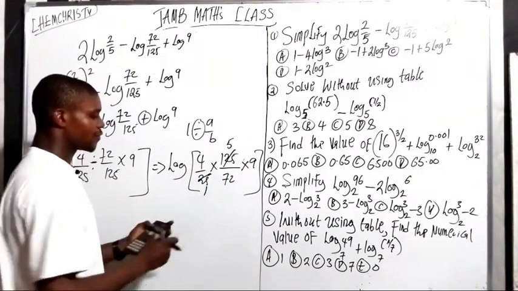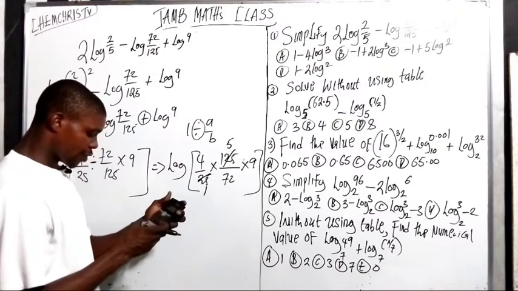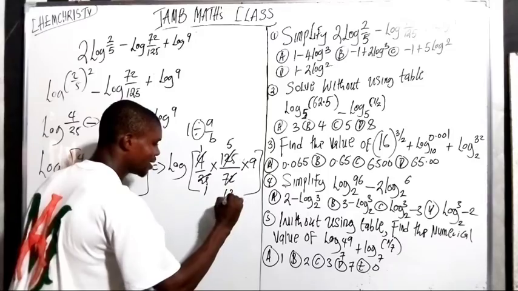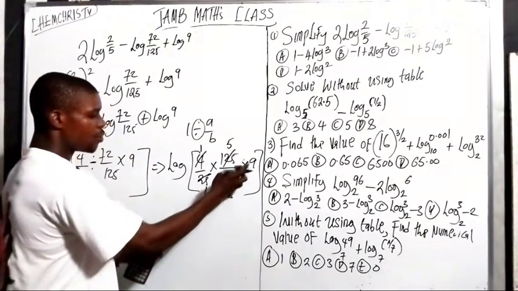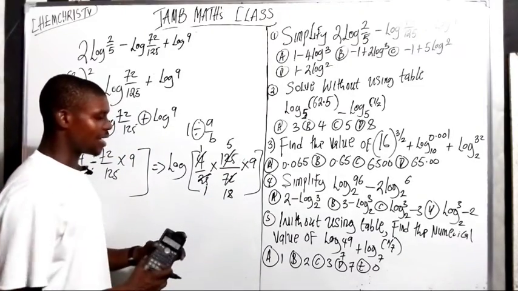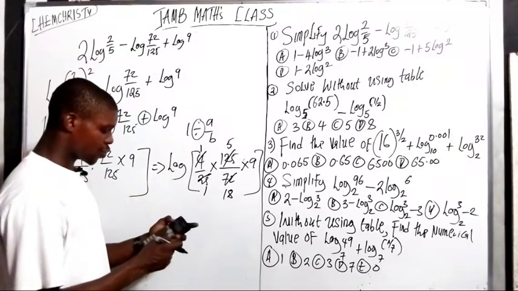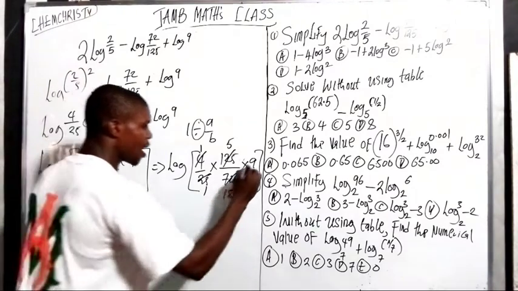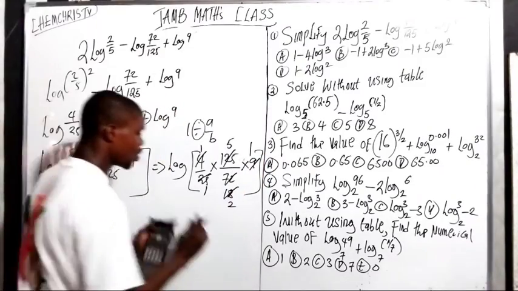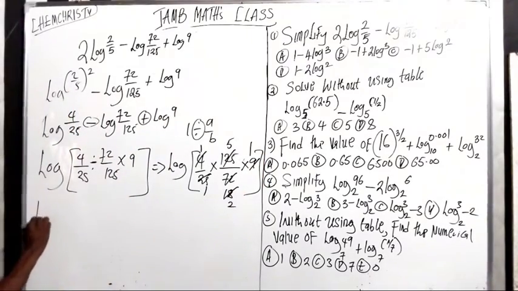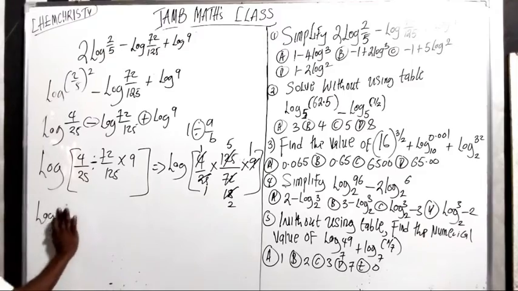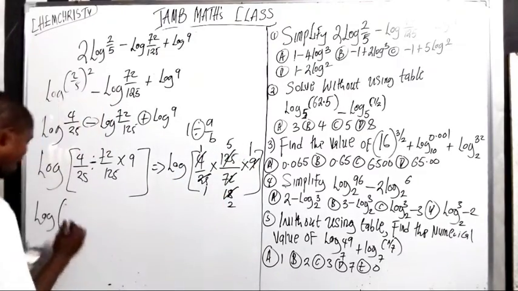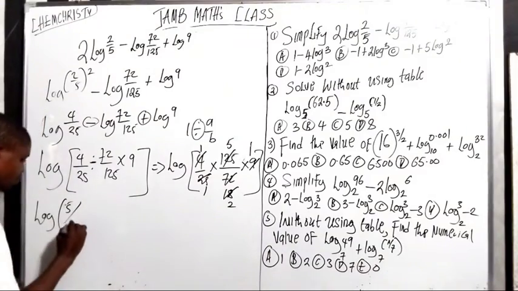Now 4 going into 72: 72 divided by 4 is 18. So here we have 1, here we have 18. Can you see that? Now 9 going into 18 is 2. So 18 divided by 9 is 2. Here we have 1, here we have 2. So it means that I have log of 1 times 5 times 1, which is 5, over 2.